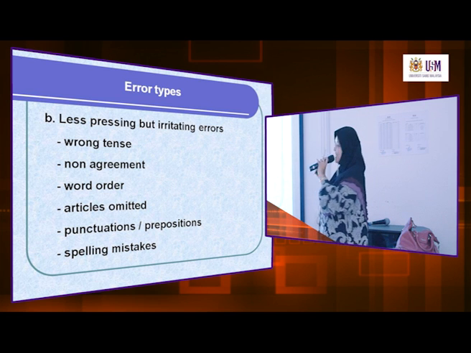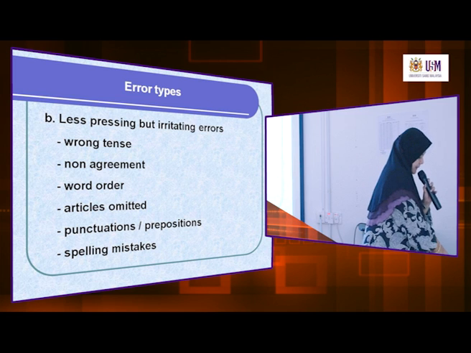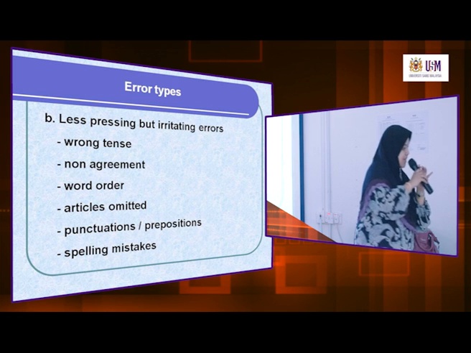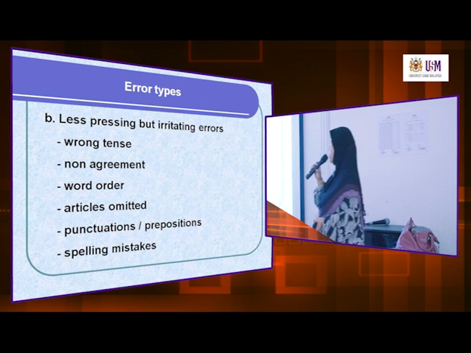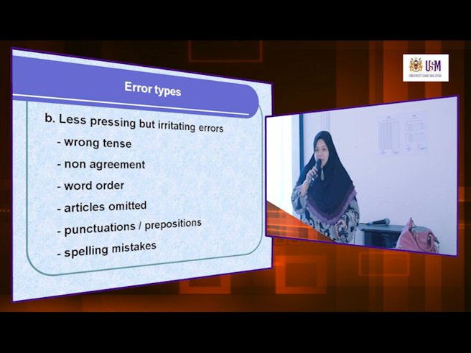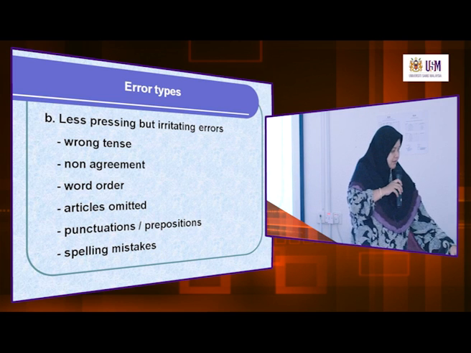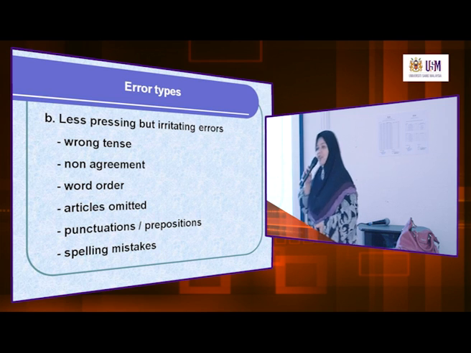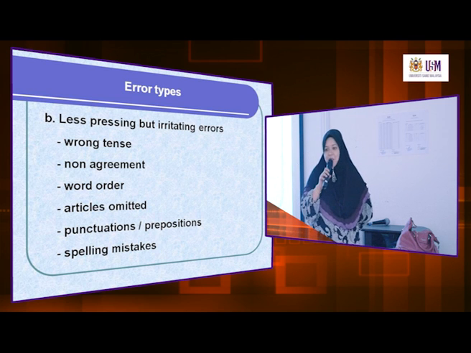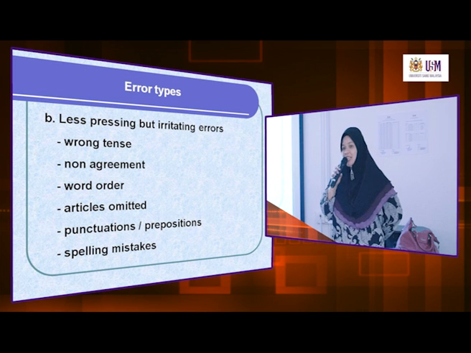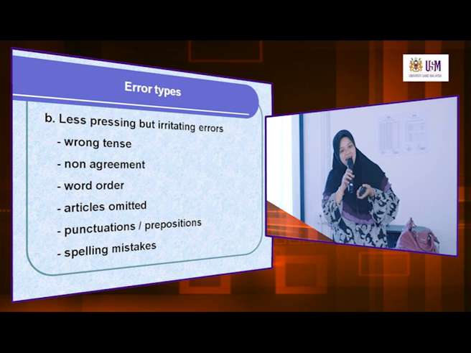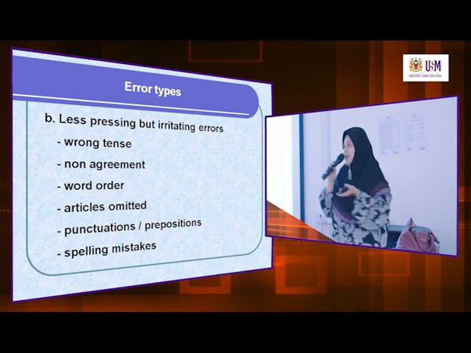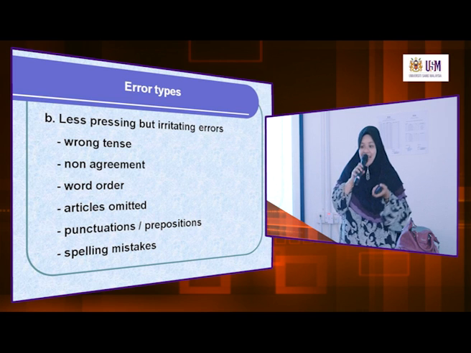Less pressing but irritating errors. So before this, we looked at errors that cause misunderstanding or breakdown. So the next one is less pressing, not so important, but sometimes very irritating because you find it over and over again. Okay, these are the things. Wrong tense. I think you do this as well. When you write long things, you sometimes jumble up the tenses. Should I use past tense, should I use present tense? Sometimes you use present tense and then you go to past tense. It's not wrong, but it's very irritating.